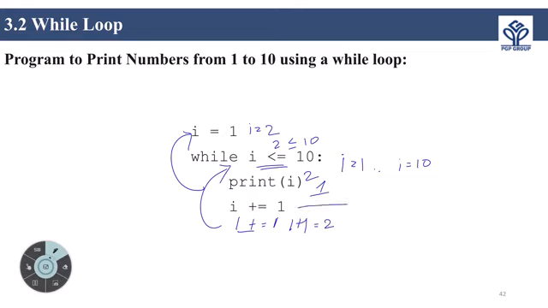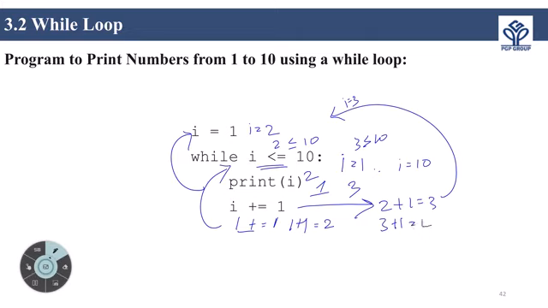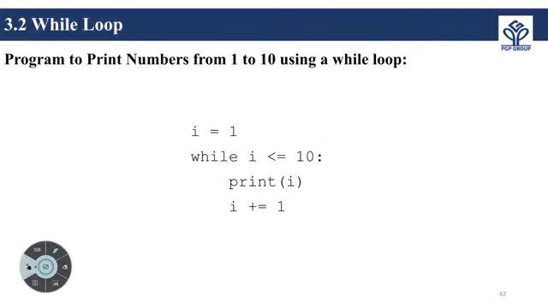2 is updated, 2 plus 1 is equal to 3, so again i is equal to 3, check 3 less than or equal to 10, print 3, plus 1 is equal to 4, clear. This prints numbers from 1 to 10 using a while loop, okay. When the condition is false, suppose i is equal to 11, 11 less than or equal to 10, the condition is false, so exit the loop.